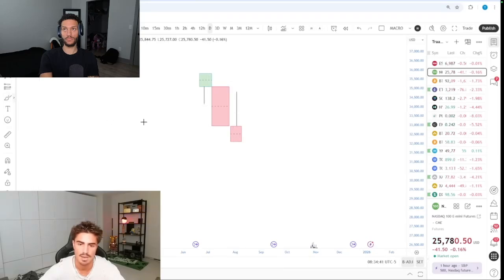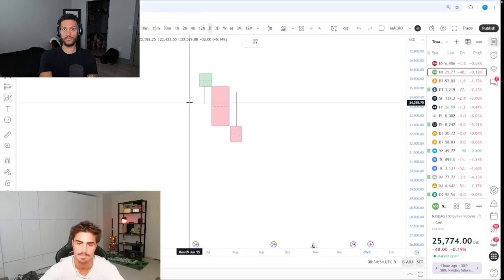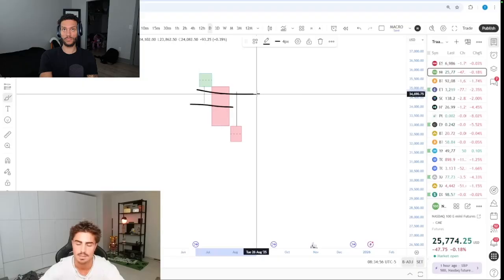So do we have an imbalance here? No, because the wicks are overlapping, meaning there was enough buy orders down here to push price back up, and there was enough buy orders from down here to push price all the way up through here. So is there a lack of buy orders? No. Buy orders overlapped in this case.